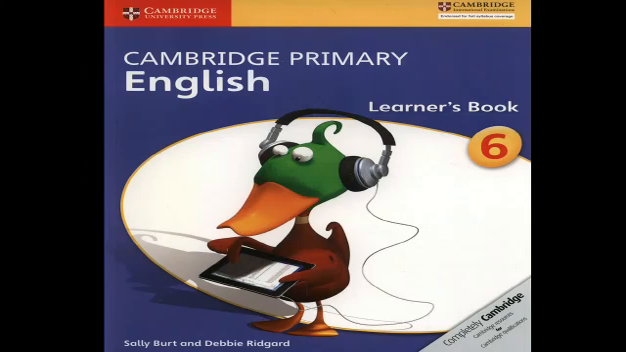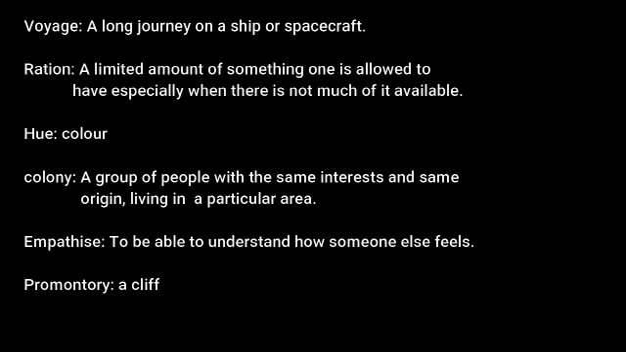As I said at the beginning of this lesson, we are going to see an example of a science fiction story. But before we see it, there are some words that we have to get familiar with. The words are voyage, ration, hue, colony, empathise, and promontory. Let's see the meanings of these words. Voyage means a long journey on a ship or a spacecraft.